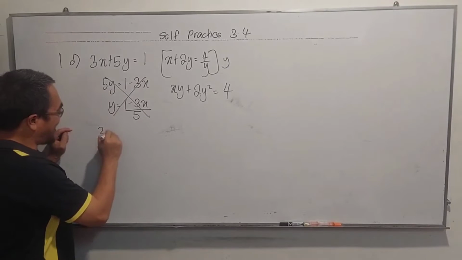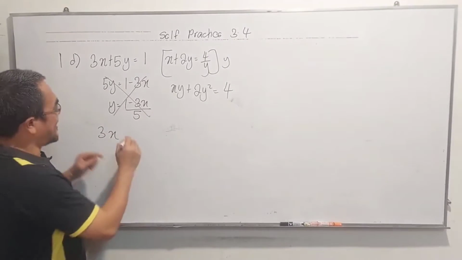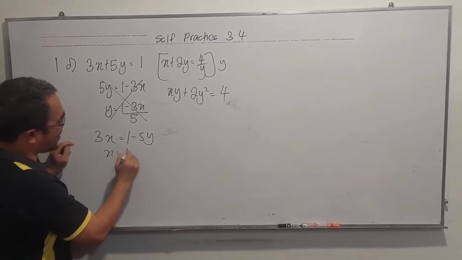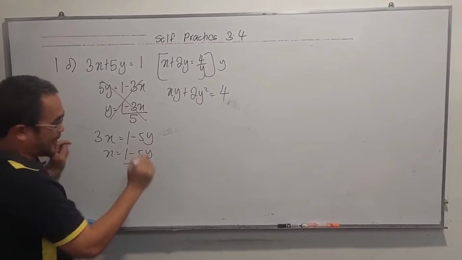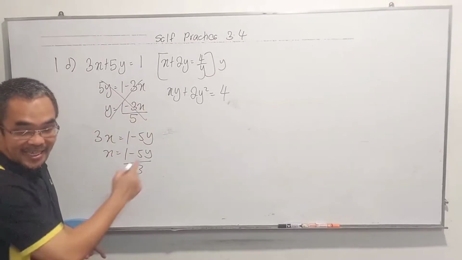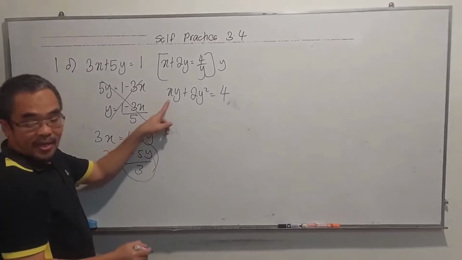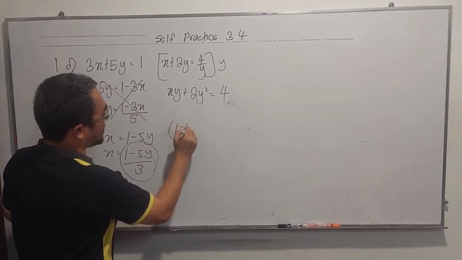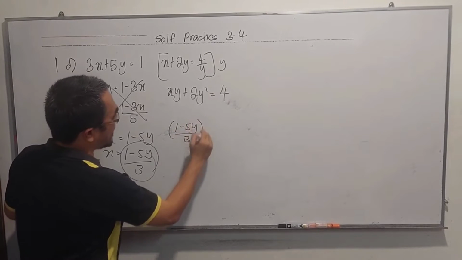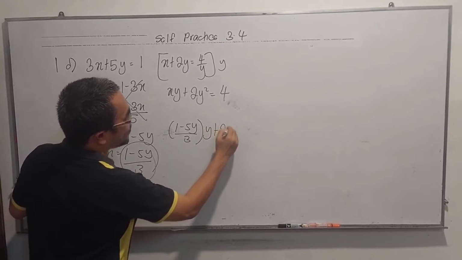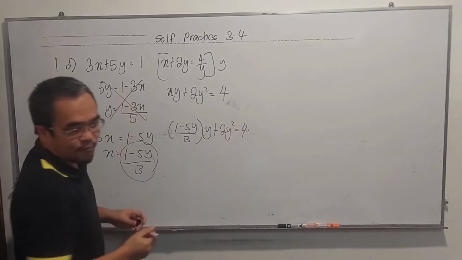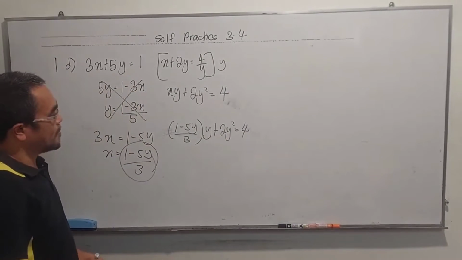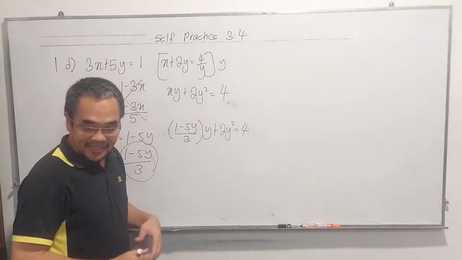I make x the subject, so it's easier. So x is 1 minus 5y over 3. I'm not saying this is incorrect, but it's just easier. So replace where x is. So 1 minus 5y over 3 times y plus 2y squared equals 4. Then you should multiply by 3.